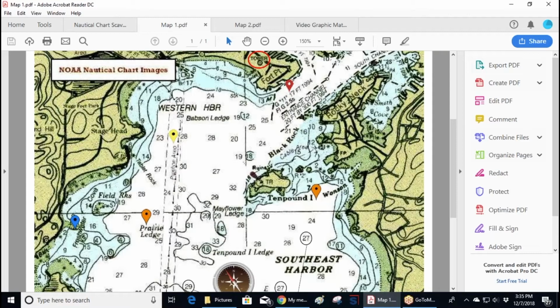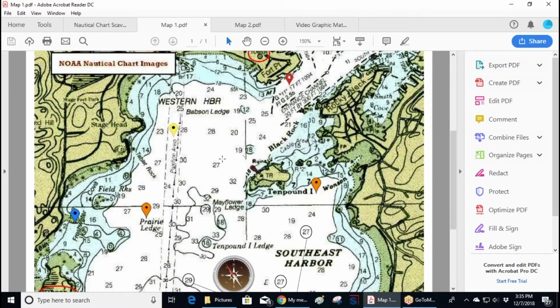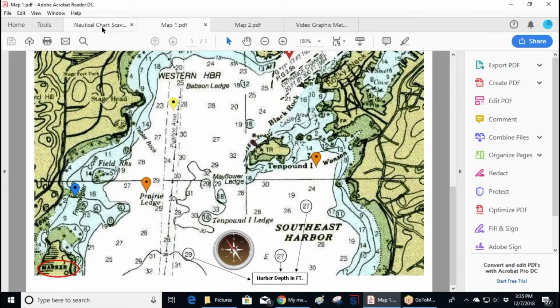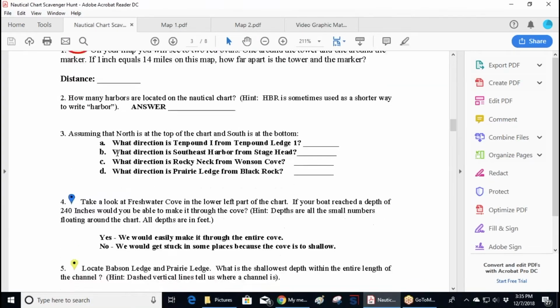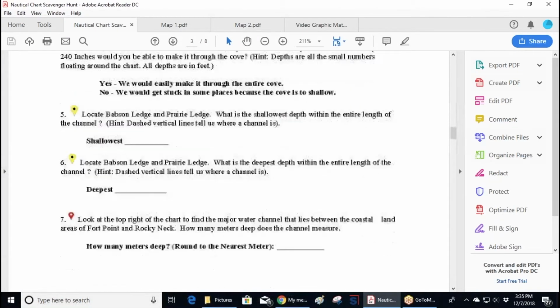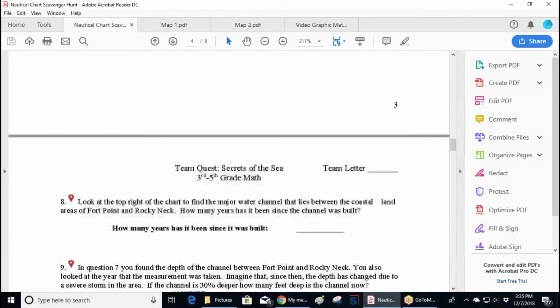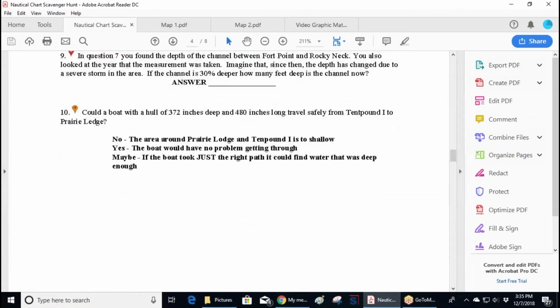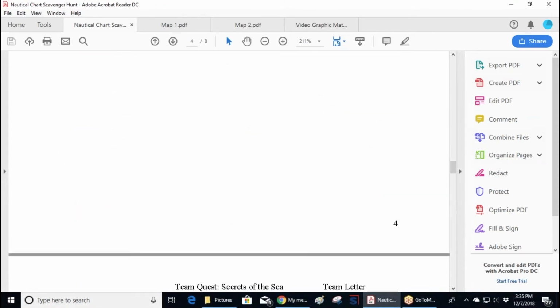It may reference Prairie Ledge, it may reference the channel, it may reference 10 Pound 1, or this area here in the channel. You're going to use those points on different questions throughout the math challenge. Those are for questions 1 through 10.